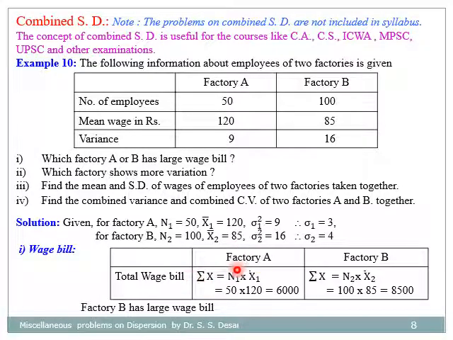Now for large wage bill, let us obtain summation of x. Now for factory A, summation of x is the product of 50 and 120, that is equal to 6,000. And for factory B, summation of x is product of 100 and 85, that is 8,500. So here the factory B has large wage bill.